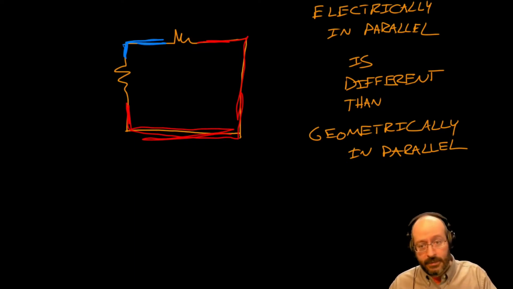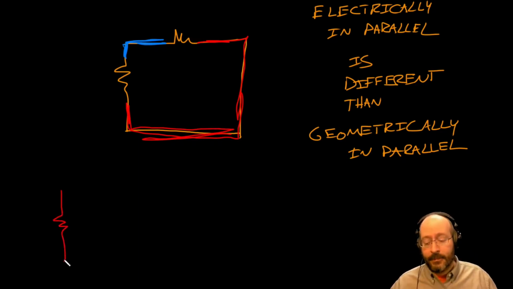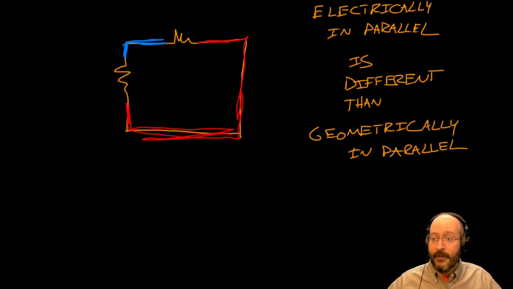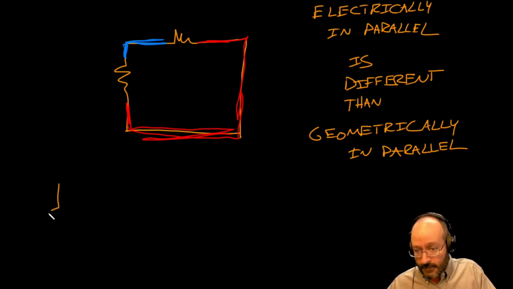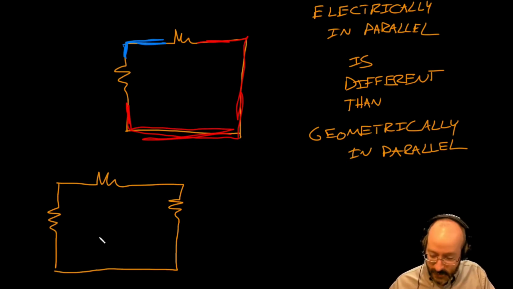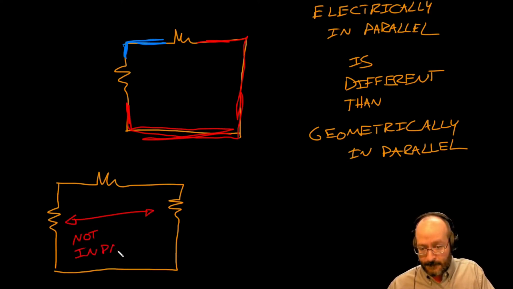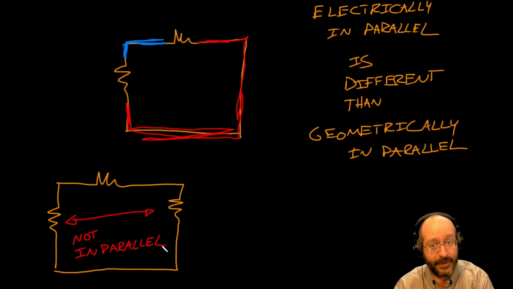Okay, I can play other games as I love to do. Let's see. Oops, that is the wrong color. Not what I was going for. Okay, so if I have 3 resistors, these two are not in parallel as far as I'm concerned. I don't care how you draw them. Okay, they are geometrically in parallel, but we don't care about that. They're not electrically in parallel because they're not connected to the same 2 nodes.